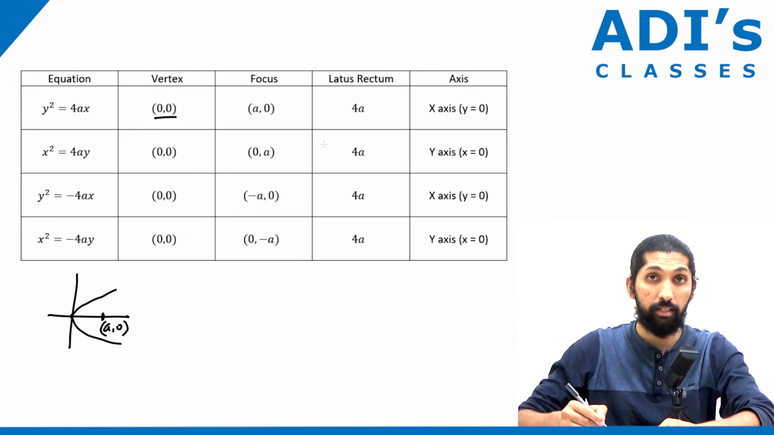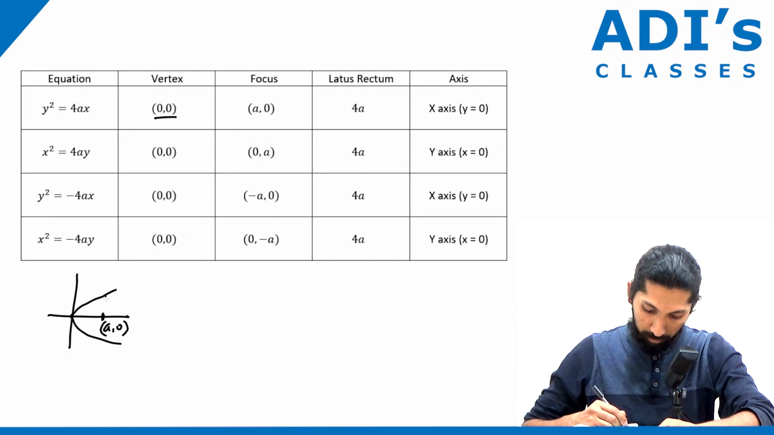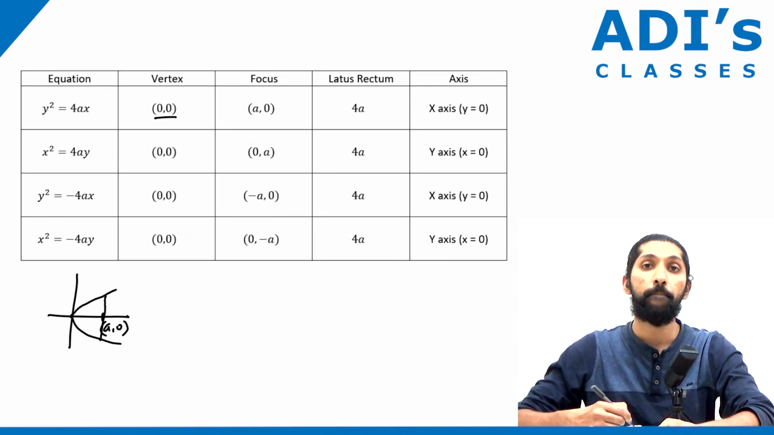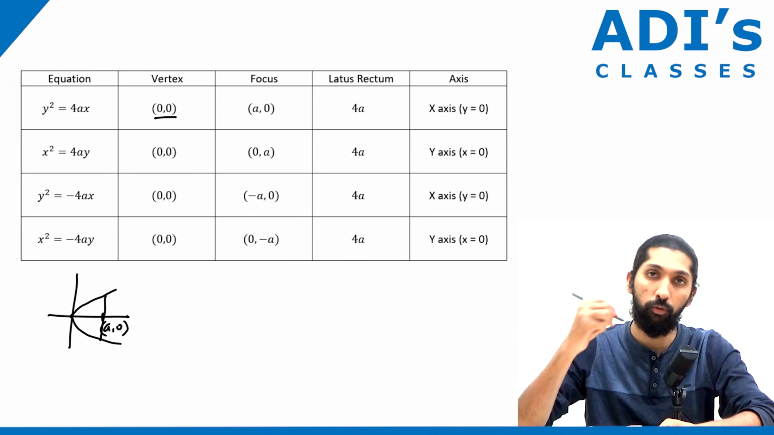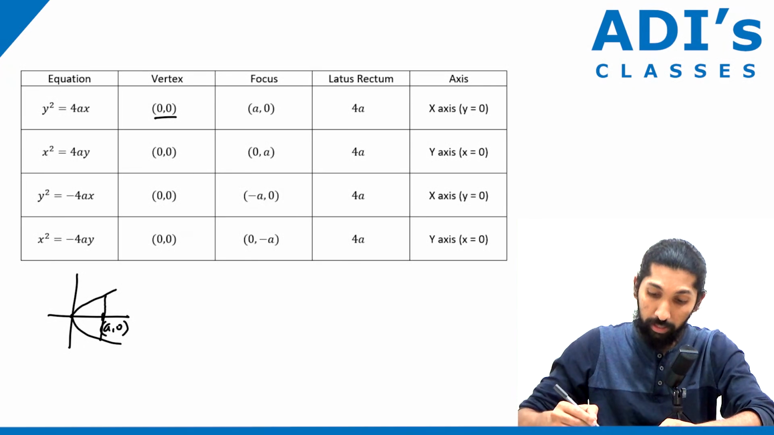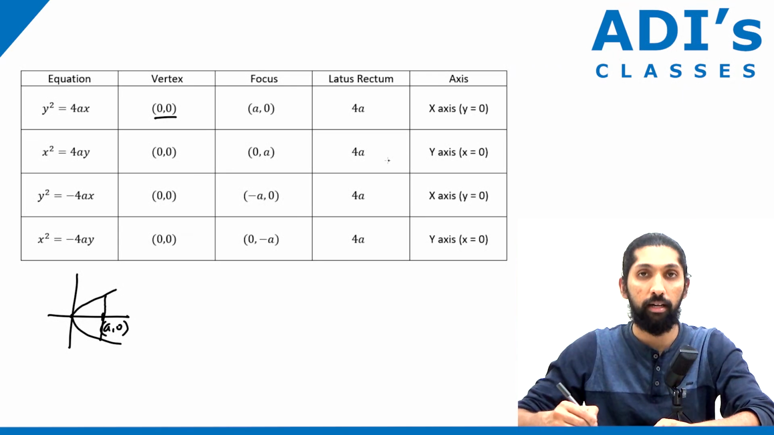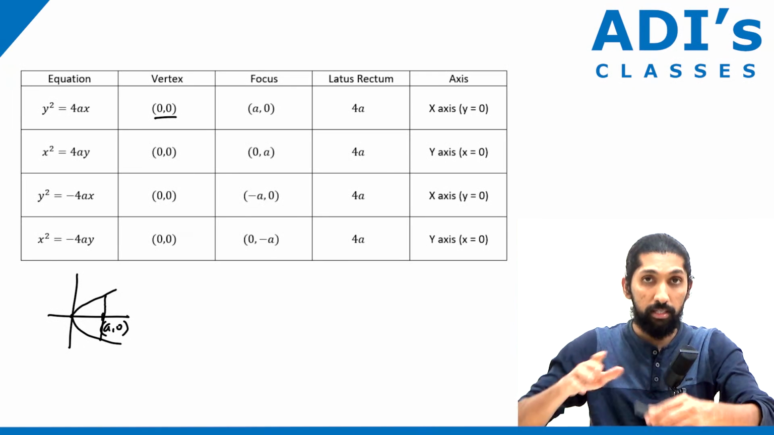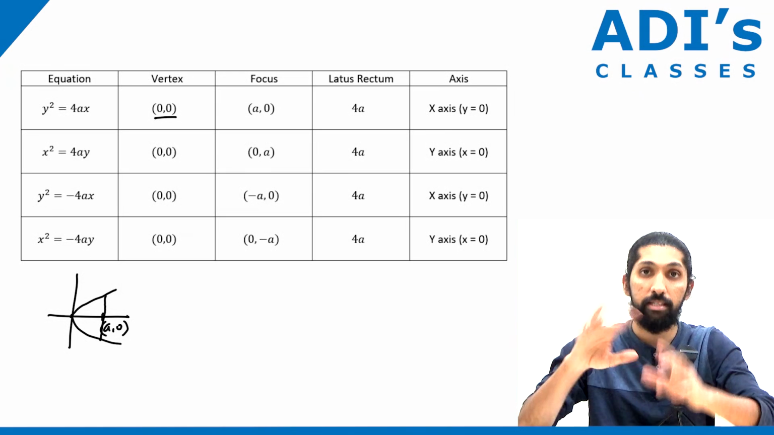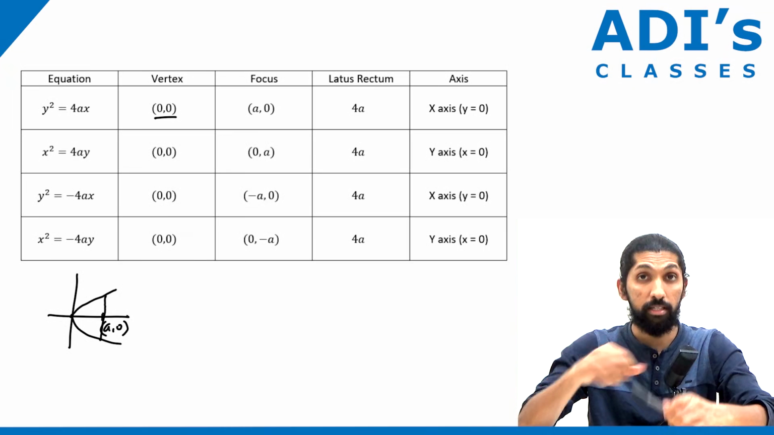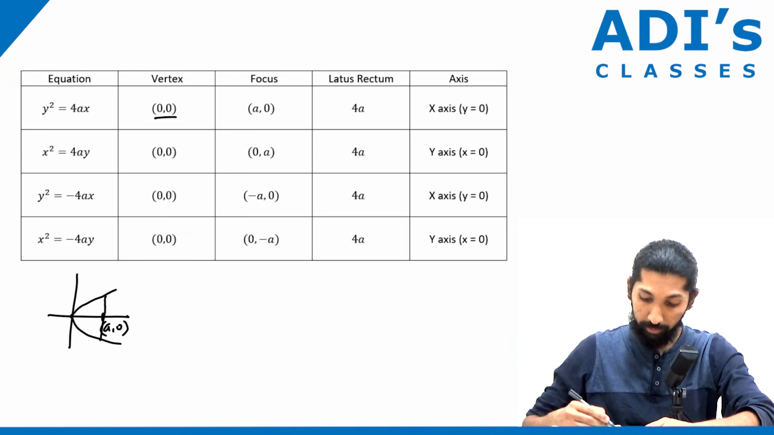Then the latus rectum, length of latus rectum is what? So it's the perpendicular line to the axis, which is passing through the focus, isn't it? So latus rectum becomes 4a. And the axis is going to be x-axis. In the sense, y square is equal to 4ax is symmetric about the x-axis. Correct? The next type of parabola, x square is 4ay.